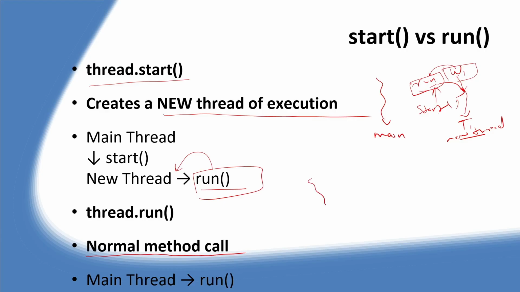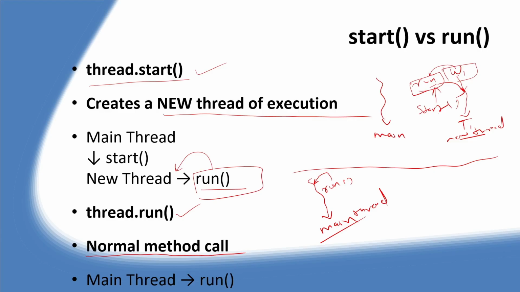Whereas let's say we have the main thread and we call the run method. The run method will not create any new thread. Instead, it will call the run method as part of the main thread only. So this is the difference between the start method and the run method. Start and run are definitely not the same. Calling run means it just executes the method. Calling start means it starts a new thread which then executes the run method.